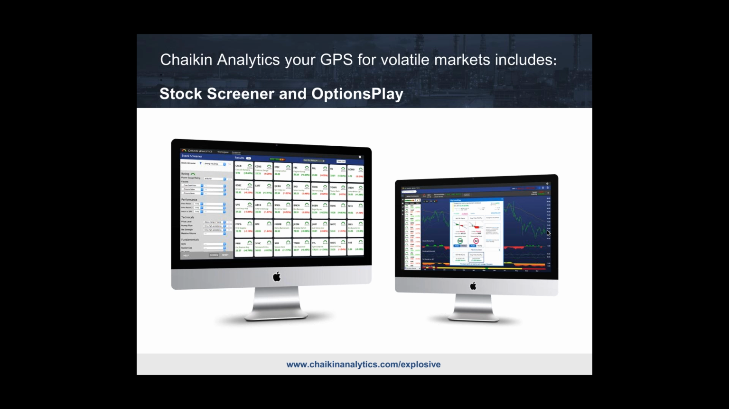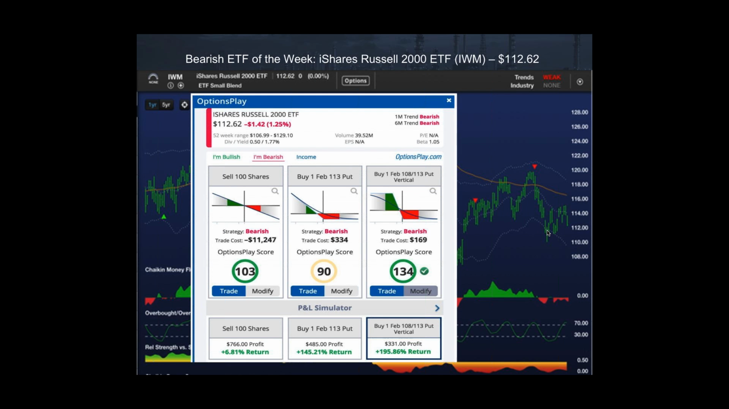So Chaikin Analytics can be your GPS for volatile markets, and it now includes this powerful stock screener and a module called Options Play, which demystifies options trading. It helps you zero in on probability-based strategies for the stocks that Bob Lang or your own research is finding as attractive options candidates. It takes some of the drudgery and the mystery out of options chains and Greeks and simplifies it based on probabilities in the same way that Chaikin is based on probabilities.